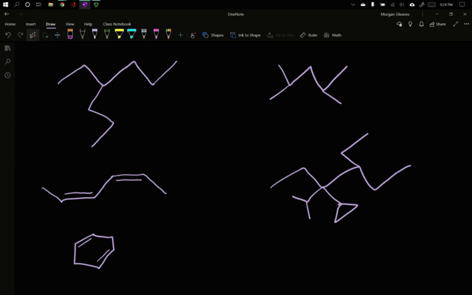Alright, in this video, we are going to practice several basic carbon chain naming components. So here are 5 molecules. Go ahead and pause this and see if you can name these, and then come on back and we'll work through them.